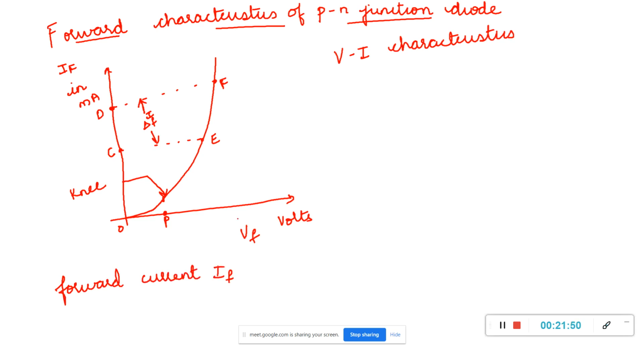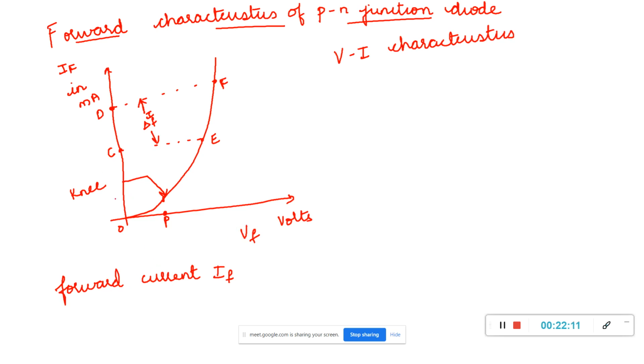So whenever I apply some voltage to the PN junction, some current flows, and that current is a forward current in the forward characteristics of the PN junction. When I apply voltage to the PN junction diode, the current that flows in the PN junction is known as IF.